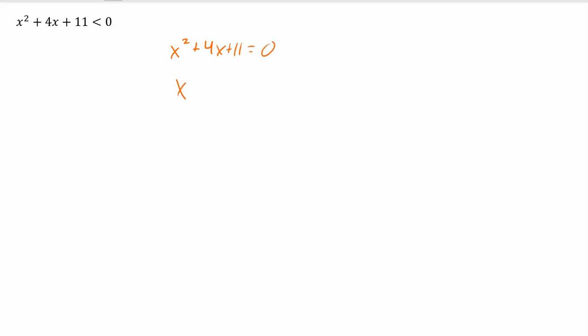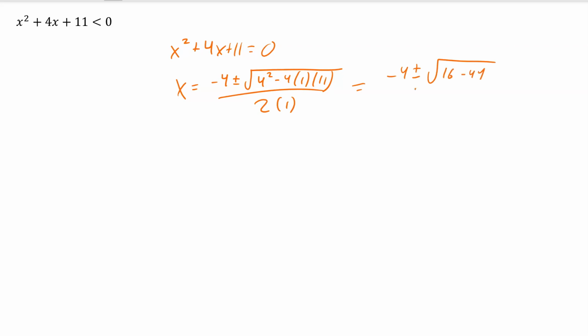Quadratic formula time. x equals negative b plus or minus the square root of b squared minus 4ac, all over 2a. Negative 4 plus or minus the square root of 16 minus 44, over 2. You know what? 16 minus 44, what is that? That's a negative number. What do we get when we take the square root of a negative?